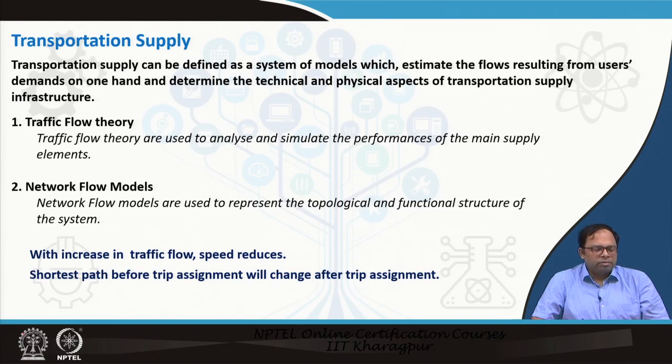Because when I am loading a particular link with traffic volume, then automatically the impedance will change, and this happens dynamically, constantly. So that means we have to do iterations. At one point you will see there is no change, and that is the traffic volume, that is the link assignment that we will consider.